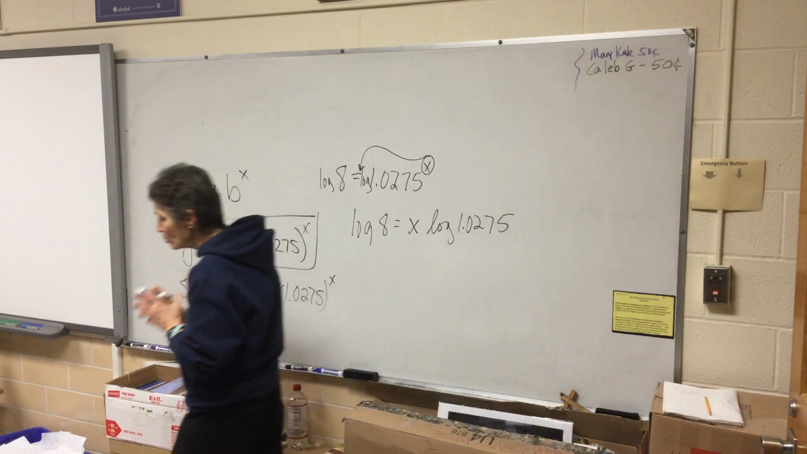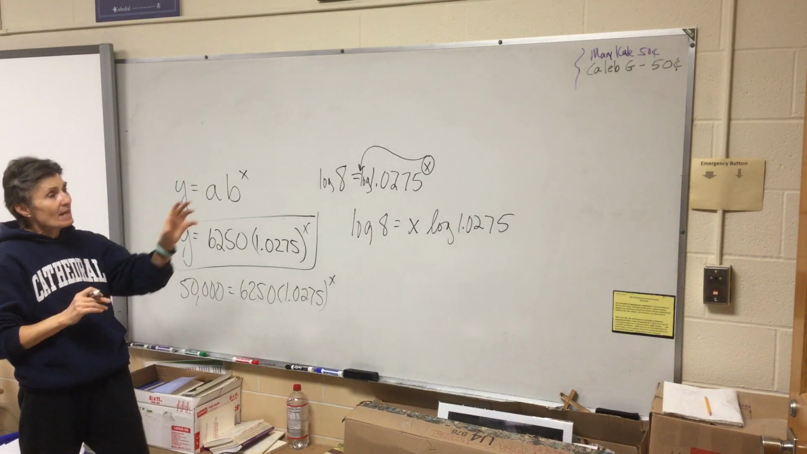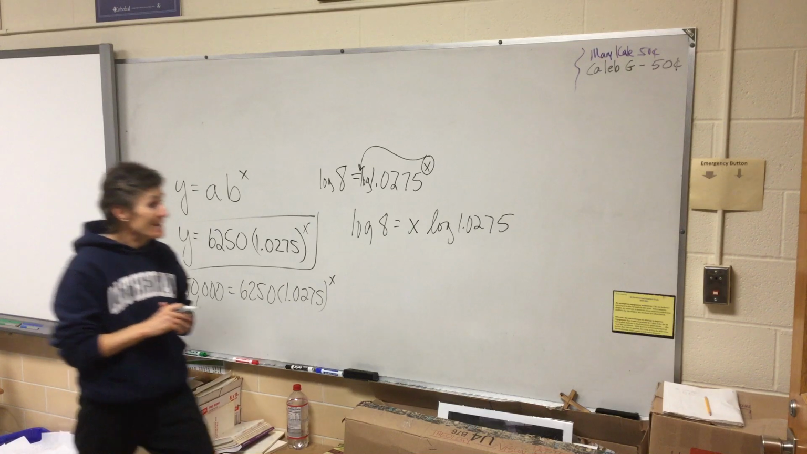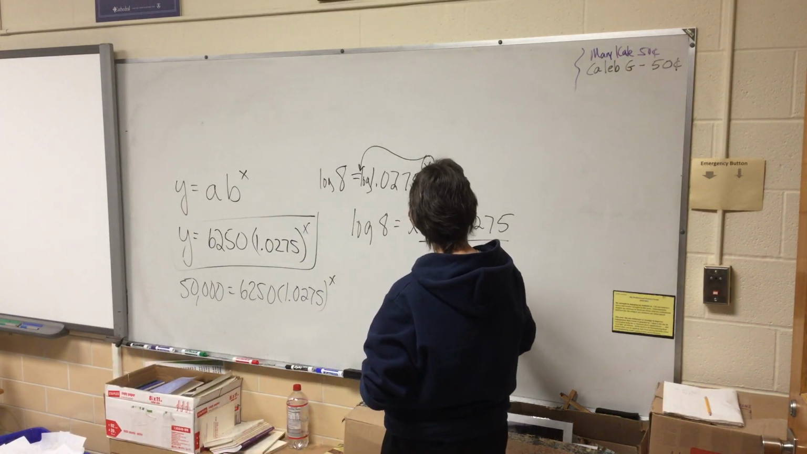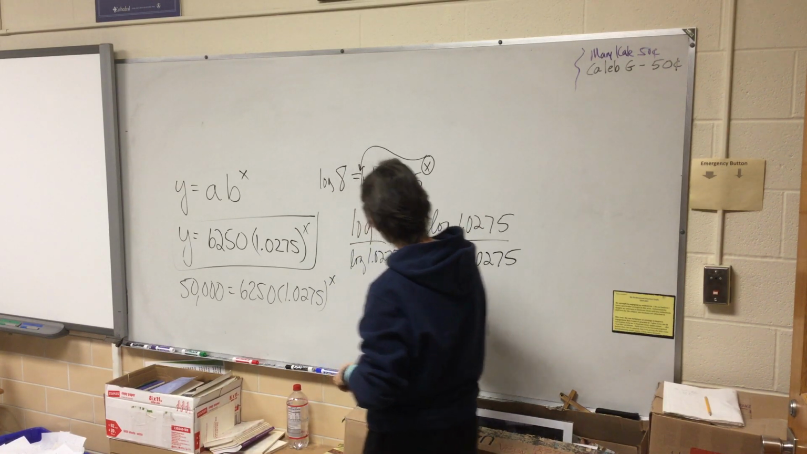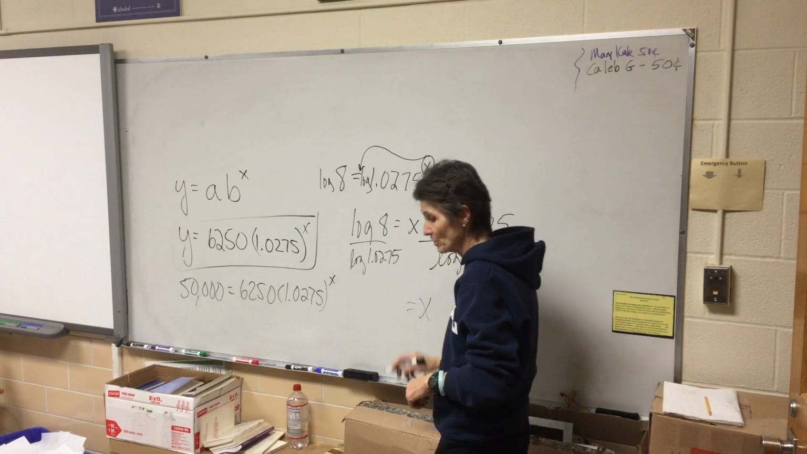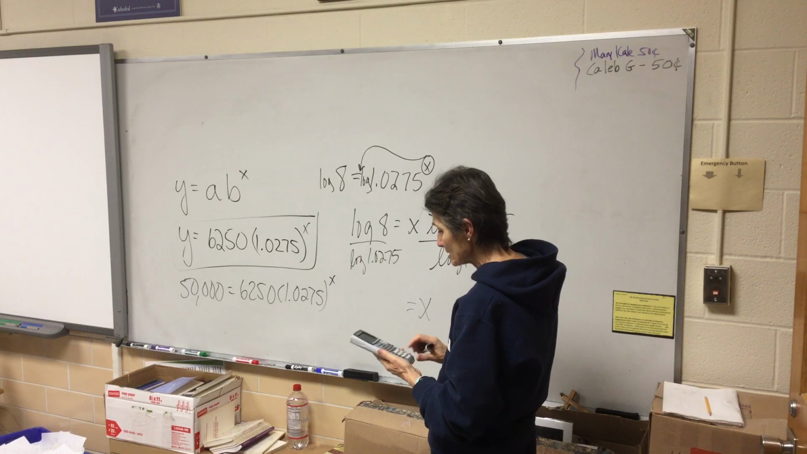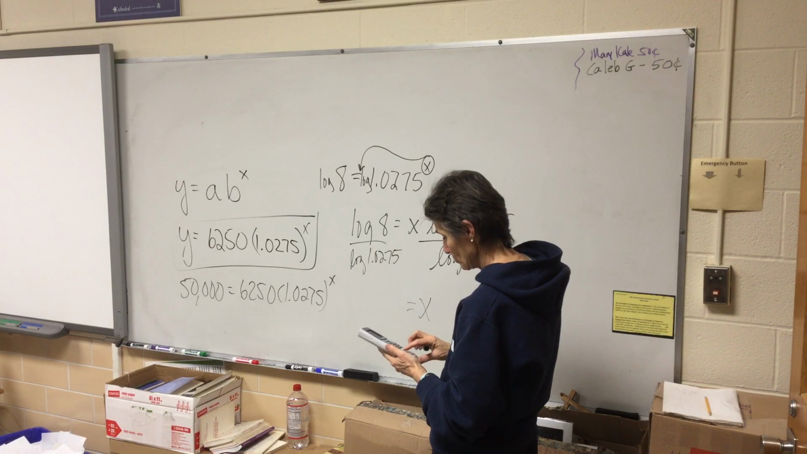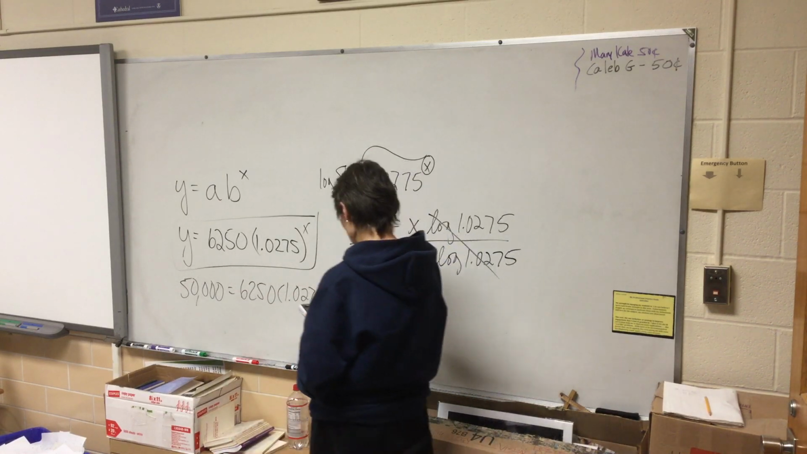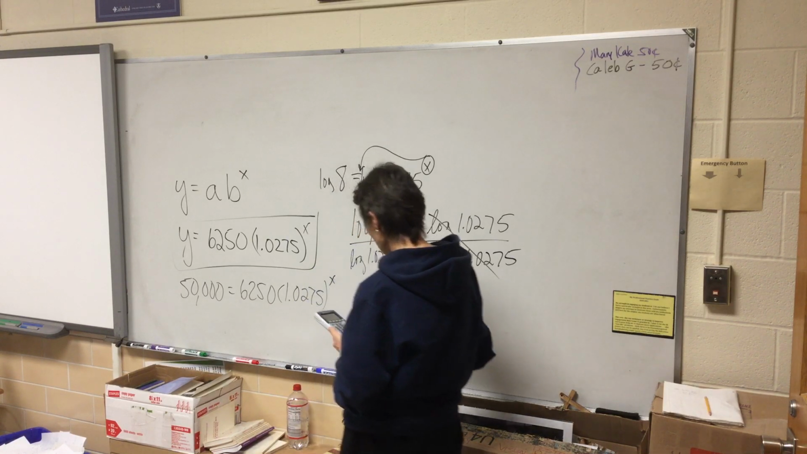That is the beautiful thing about logarithms. Things that were exponents are no longer exponents. They're now coefficients, meaning that I can simply divide both sides by log 1.0275, and I will have my x value. Again, caution when you type this in: log 8, close parentheses, divided by log 1.0275. So did you get 76.65?